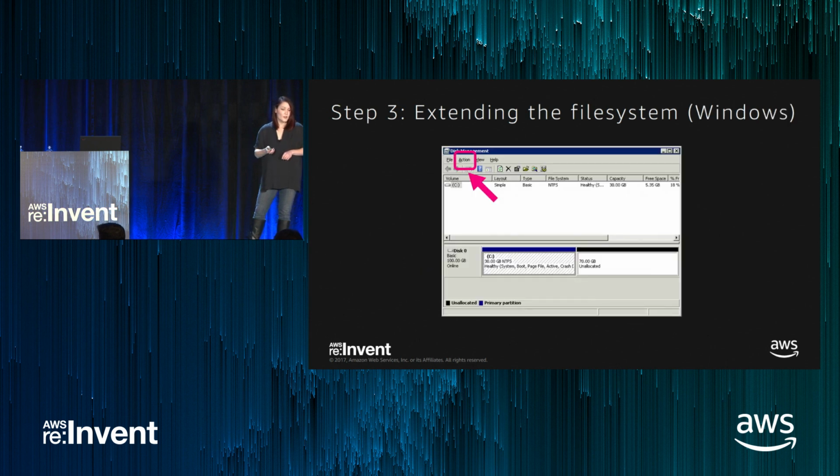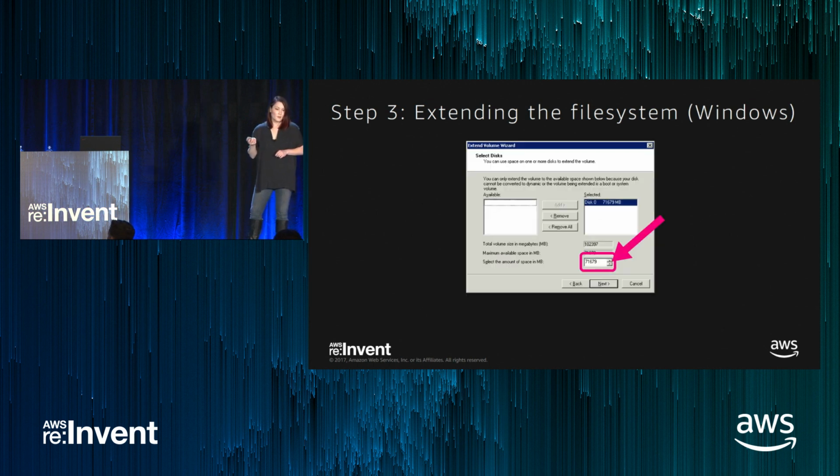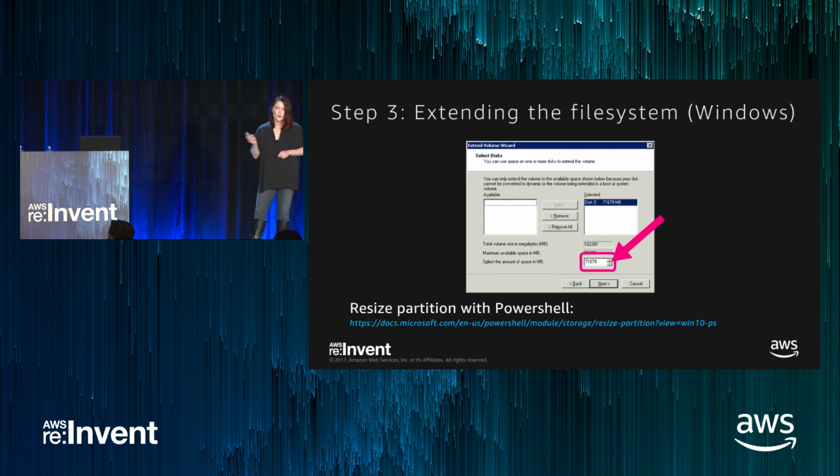So you can do this on Windows also using the disk management utility. Just go ahead, click on Action, Rescan Disks, then you right-click on the contextual menu, choose Extend Volume, and enter the target size in megabytes. And you can do that also on PowerShell.